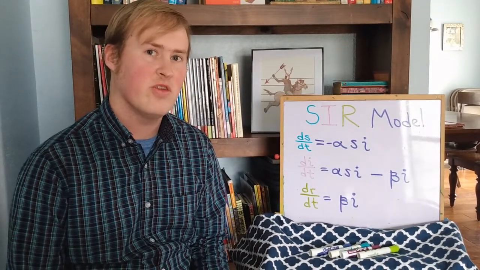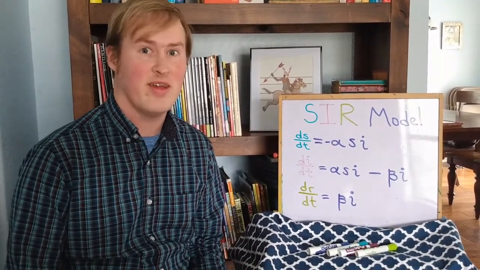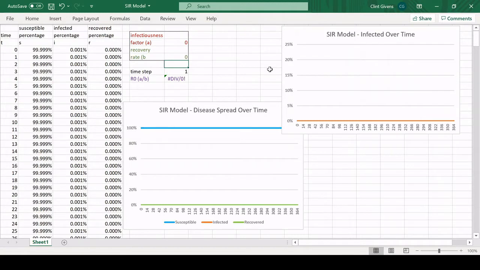Let's use the computer to try to solve this system and see what it shows us. So I've set up a little Excel spreadsheet that numerically solves this system of differential equations. In the first column here, you see time measured in days. In this second column, the percentage of the population that is currently susceptible, the percentage that's infected, and the percentage that's recovered. And right now I haven't set the parameters to meaningful values.